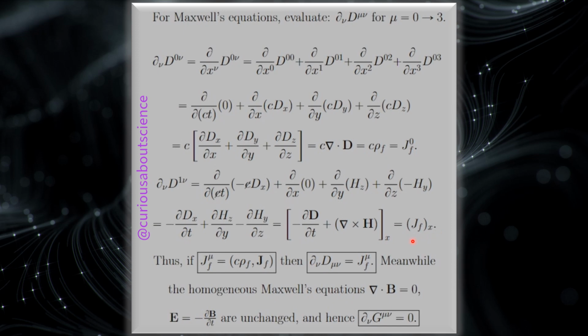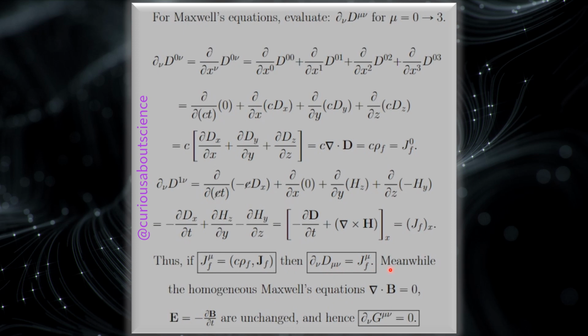That being said, if we did this for mu equal 2 and 3, or the y and z component, we would get the other two components, and we could reconstitute this. Thus, if J^mu_f is equal to (c rho_f, J_f), the free current density vector, then we show that the gradient operating on this new tensor here is actually equal to the free current 4-vector.